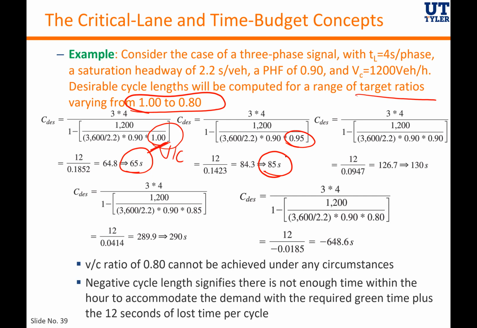You are increasing your desirable cycle length in order to let more people go, but at the same time you're reducing the lost time, and also now you're using 95% of your capacity instead of 100%, which is not really recommended.